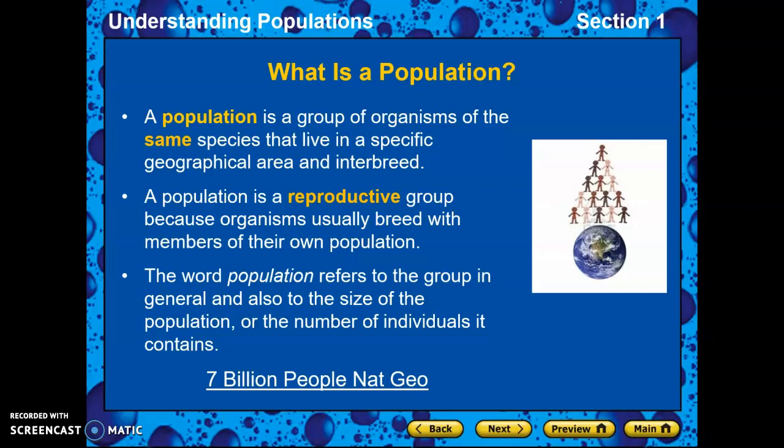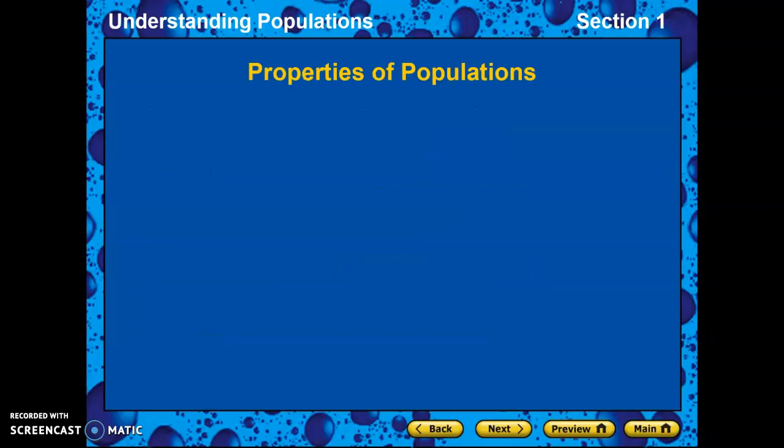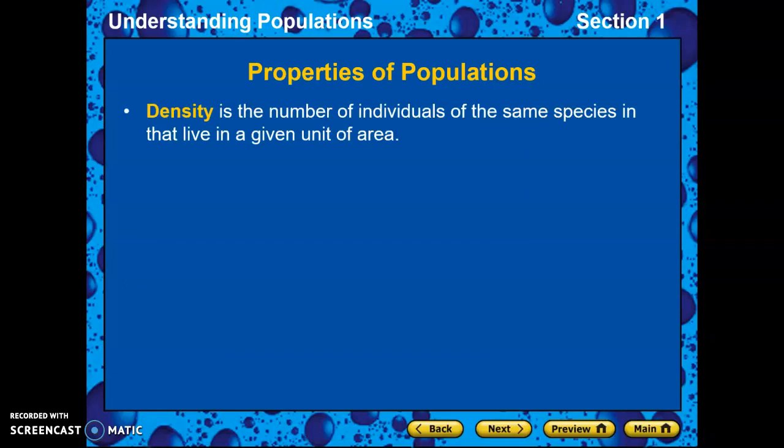The world has about 7 billion people in it. We're up to about 7.5 billion now, actually. So lots of people. Some properties of the population.